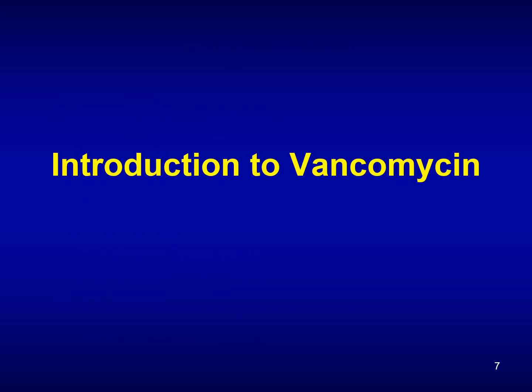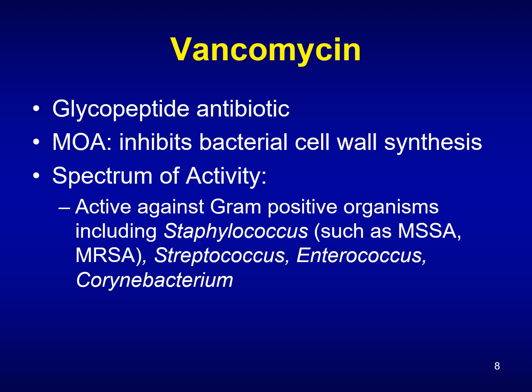First, vancomycin. It is a glycopeptide antibiotic which inhibits bacterial cell wall synthesis. It has activity against gram-positive organisms, including Staphylococcus, such as MSSA or MRSA, Streptococcus, Enterococcus, and Corynebacterium.